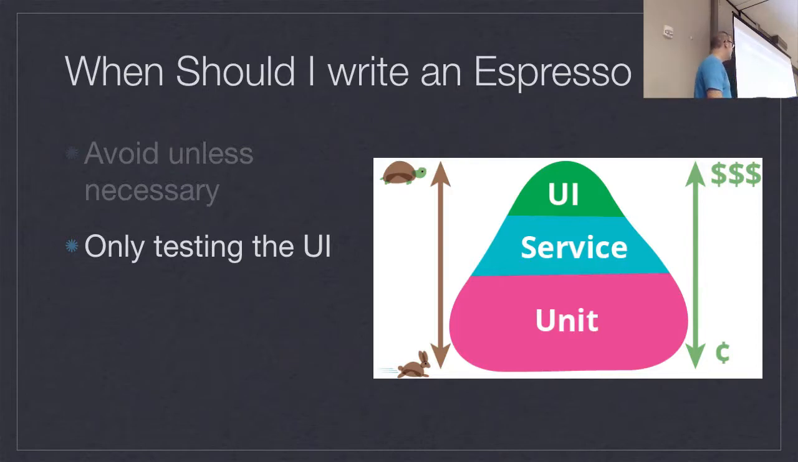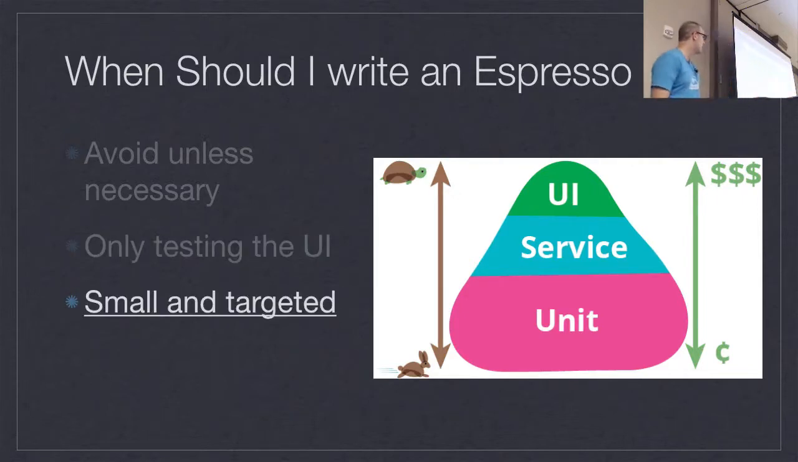Only write an Espresso test when you're only testing the UI. You can use Robolectric if you want to, but if you get in there and you're seeing, is this button still there, or is it enabled or disabled, use Espresso instead. Just use Robolectric if you need to do something that doesn't involve the UI that you don't want to run an instrumentation test for. Also, keep tests small and targeted.